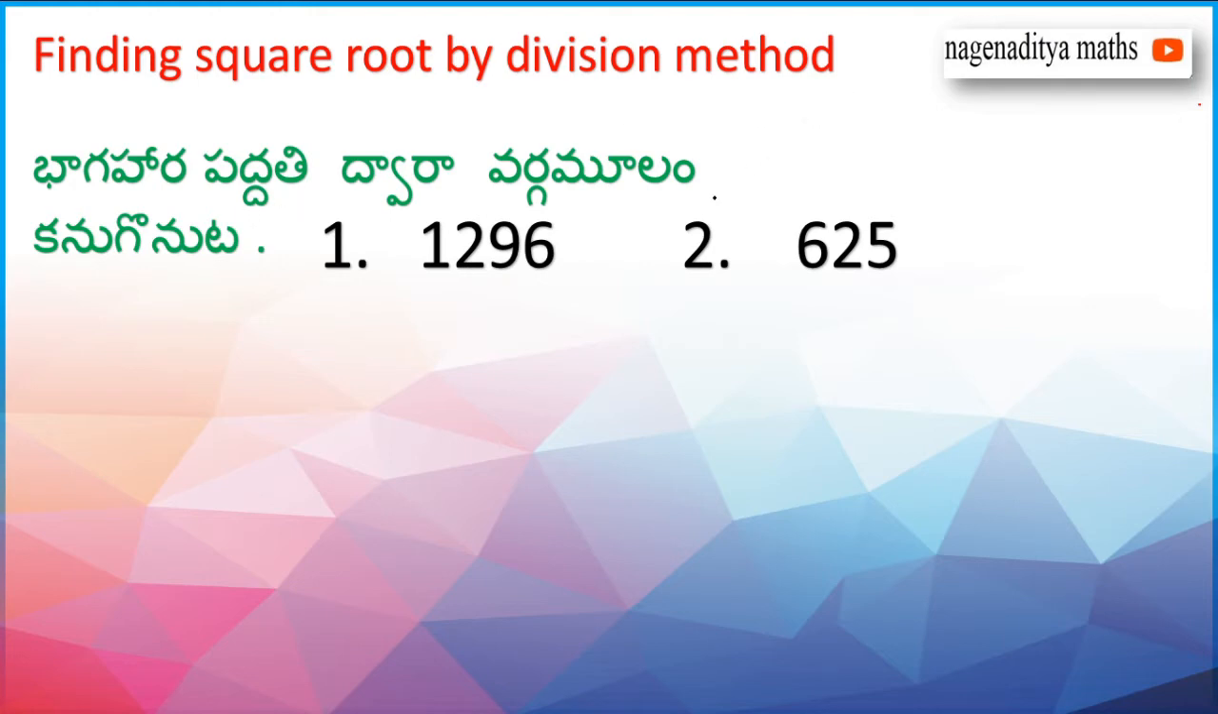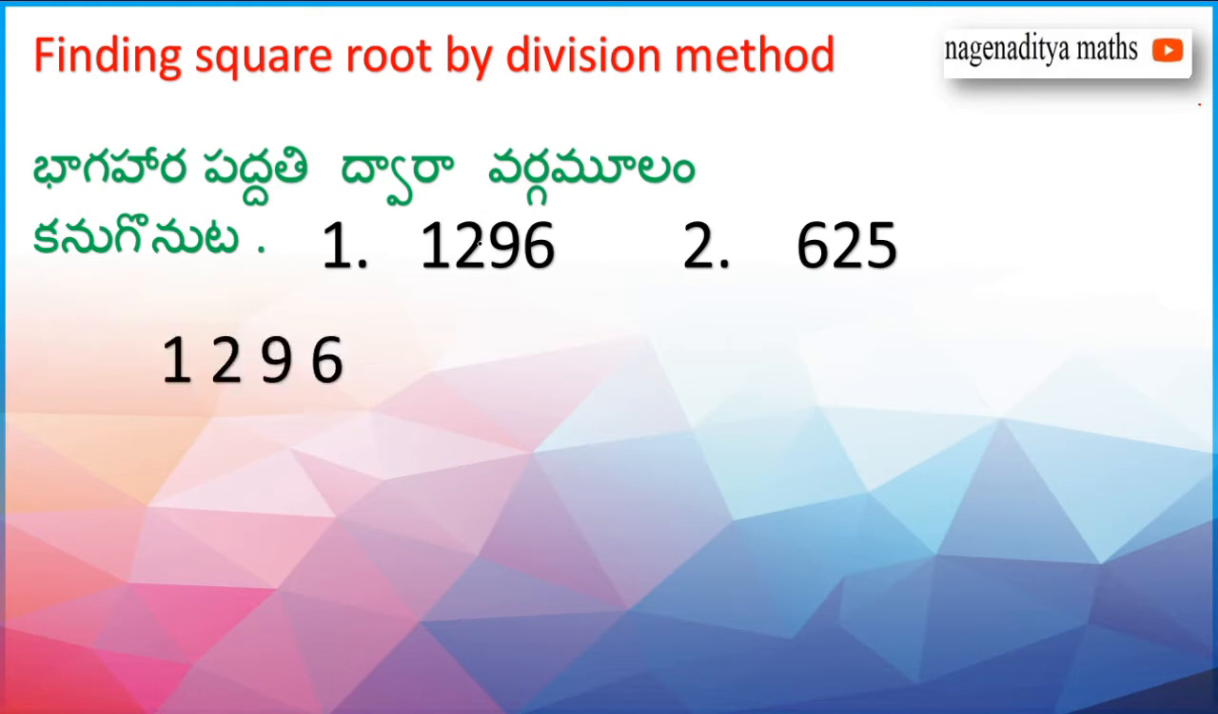Okay, so first, English medium. The first problem is 1296. Find the square root of 1296 by the division method. We already learned that to find the square root we used the method of prime factorization in our previous classes. So in this class we learn how to find the square root of a given number by the division method. Okay, so first we have to take the given number.